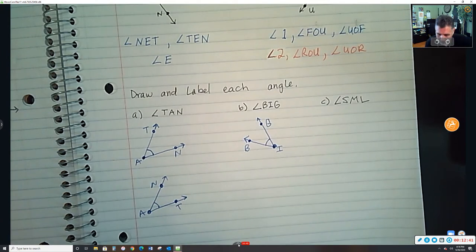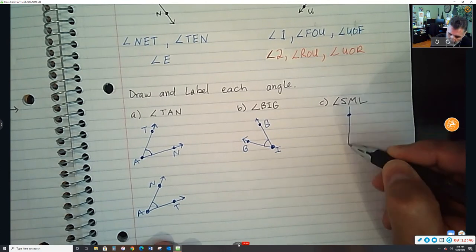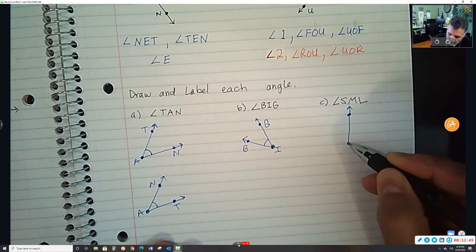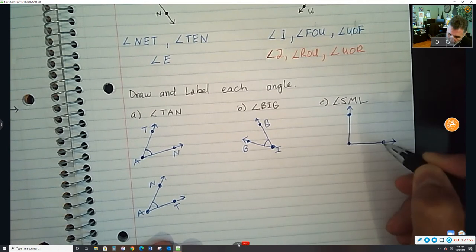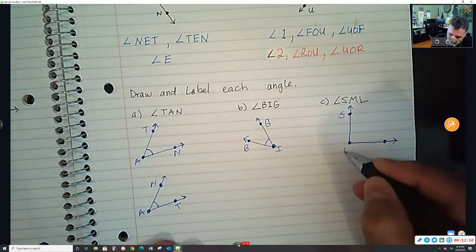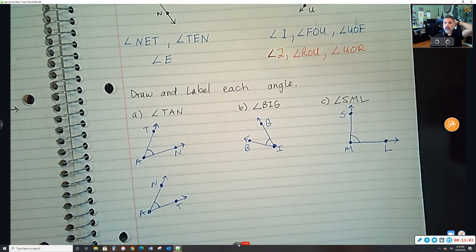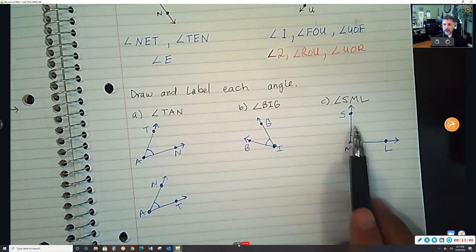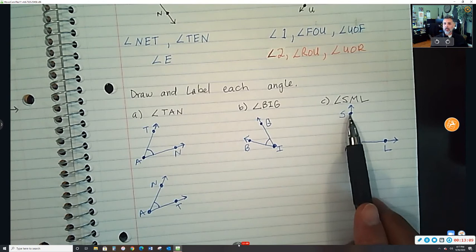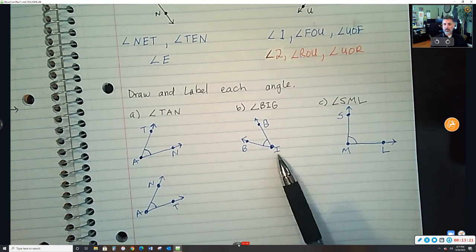And then the last one, hopefully this is starting to make more sense. That's my first ray. That's my second ray. And again, just SML. SML. And that's the angle. Okay? So that's how you draw. We drew it and we labeled it. Label it just kind of means put down the letters where they belong. You have to remember this middle letter is the vertex. Like I would consider this N to be in the middle of these two, right? And the I to be in the middle of B and G.